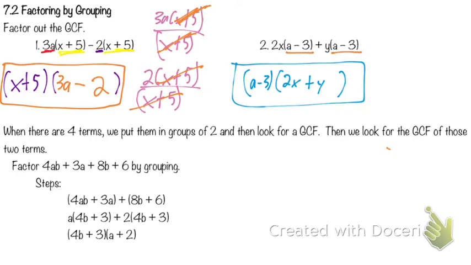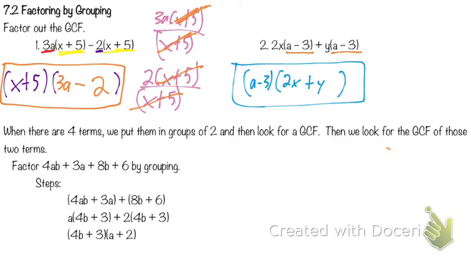So here, if we had this example right here, everyone look at the board, please. 4ab plus 3a plus 8b plus 6. We put them in parentheses. So we put the first 2 in a parenthesis, and we put the last 2 in a parenthesis. See how that's the only change from the first step to the next step? Just put parentheses around those first 2 and the last 2.